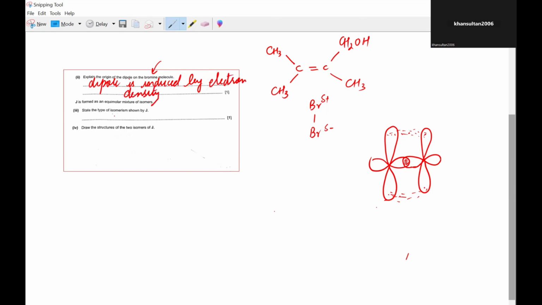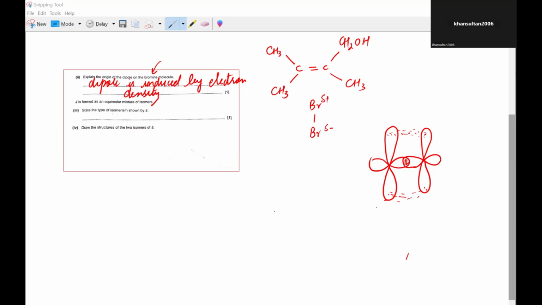State the type of isomerism shown by J. So what kind of isomerism is shown by J? Let me just see. Okay, so this is basically a molecule. Can you please tell me what kind of isomerism is shown in this molecule, in this J?